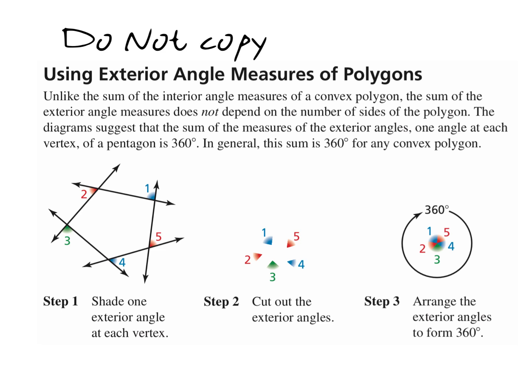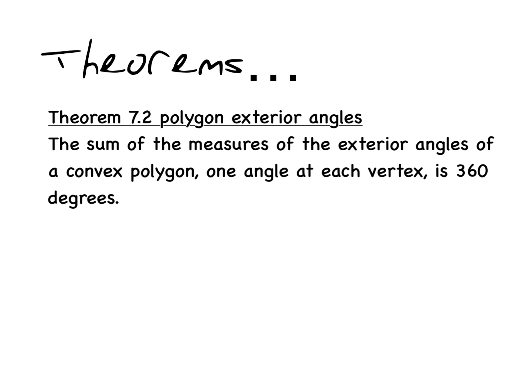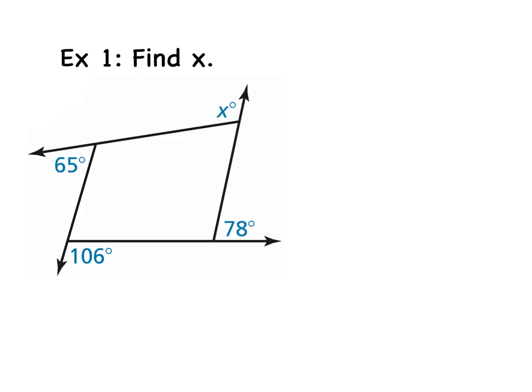And so I like this little drawing here because it just shows if you took all your little exteriors and you put them together, you would form a perfect circle, okay? Which, hence, a circle is 360 degrees. So the theorem just says, same thing like I just said, if it's a convex polygon, then you're going to have 360 degrees all the way around. So let's do an example.